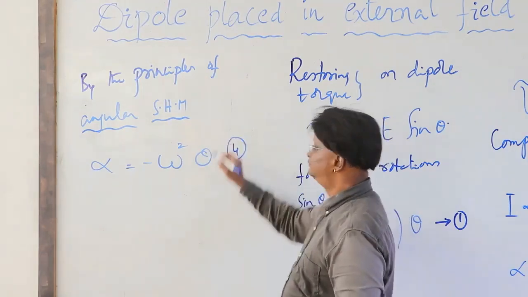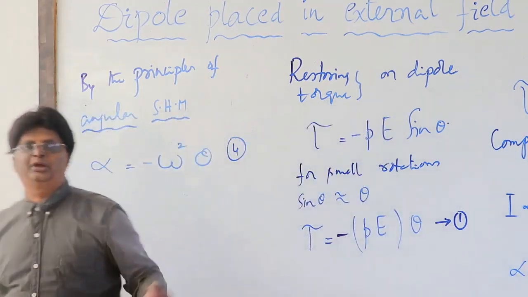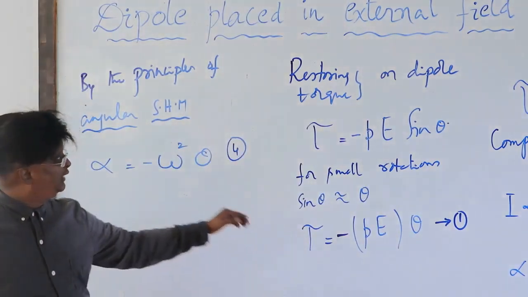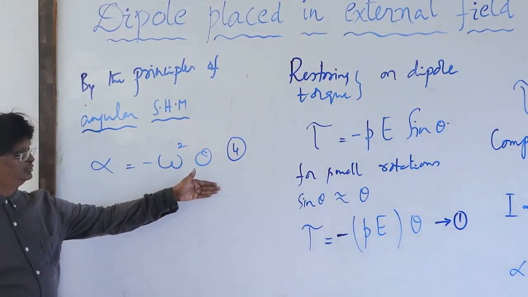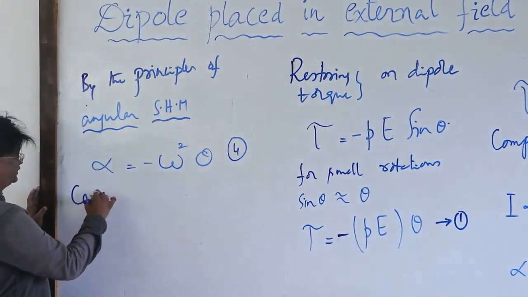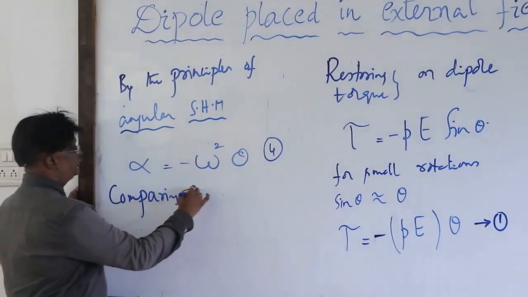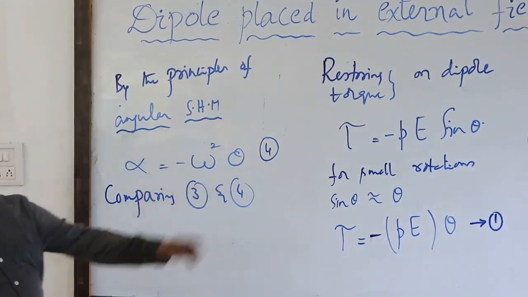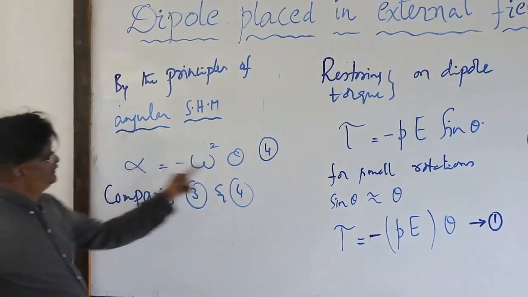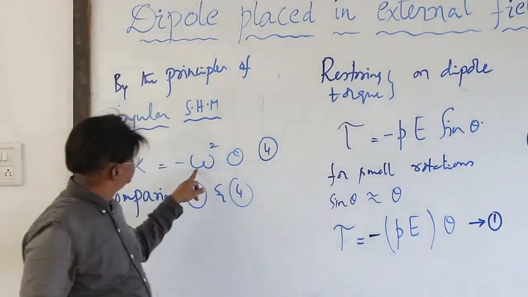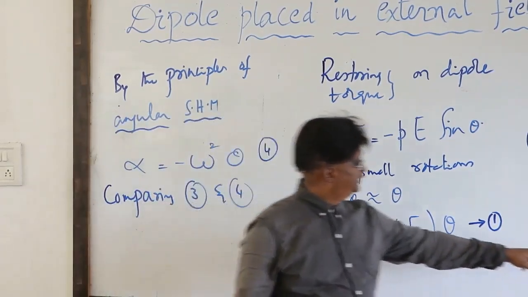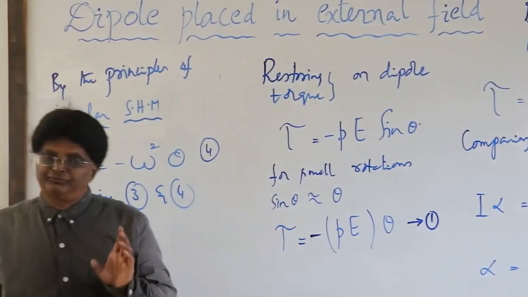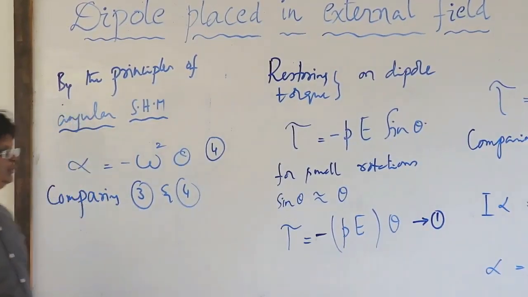So now alpha equal to minus omega squared theta is the principle of angular SHM, we call it equation 4. Therefore, first we compared equations 1 and 2, we got expression 3, and we have used the principle of angular SHM, 4. Now finally, comparing equations 3 and 4, because you will see the same LHS, now you will compare RHS, right? The alpha, theta term. Look at this expression, omega squared, and what is here? You will find this as minus PE by I. P for dipole moment, E for field intensity, and I for moment of inertia.